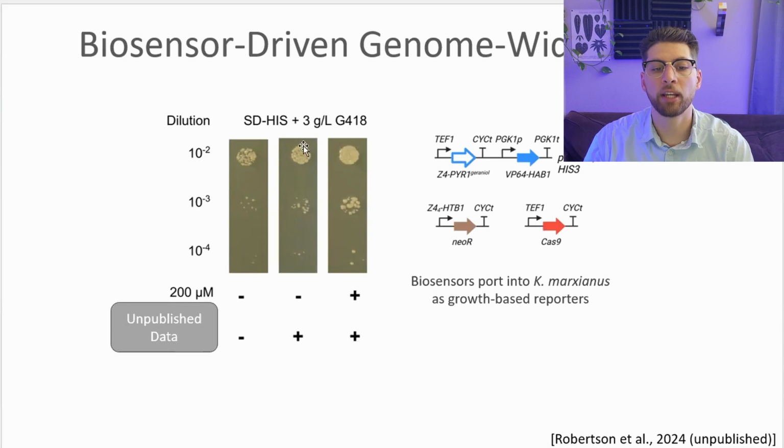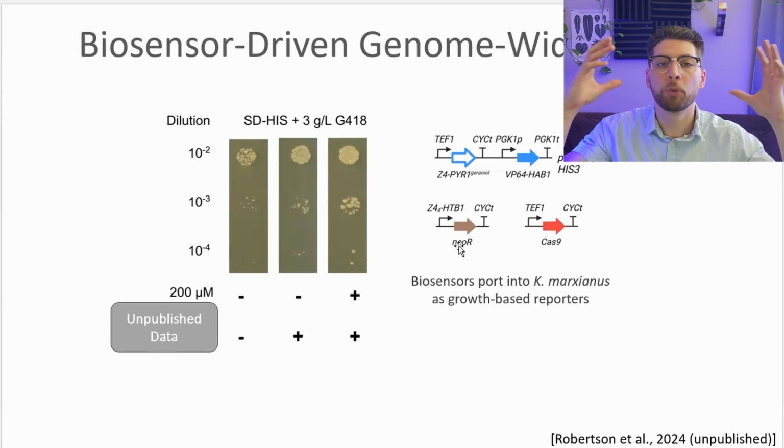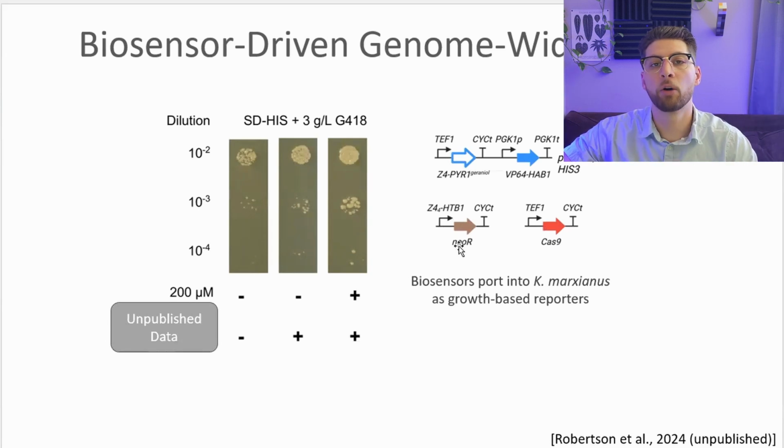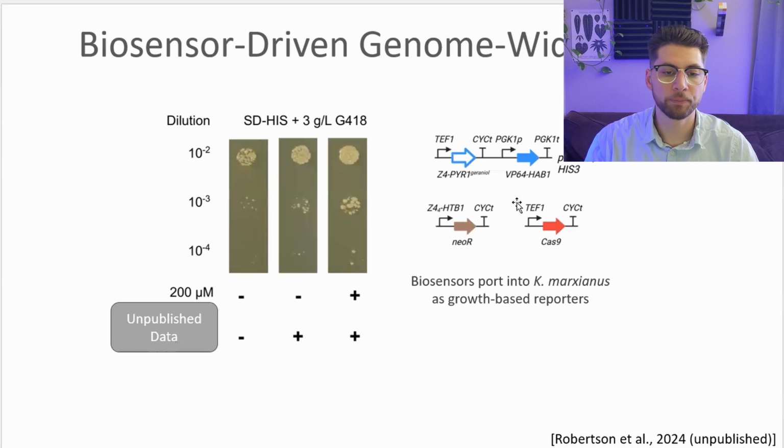This mechanism is giving antifungal resistance. So G418 is an antifungal compound, so Kluyveromyces marxianus shouldn't grow on that compound. But when we have a biosensor that drives this NEO-R reporting gene, the cell gains resistance to the antifungal compound and is able to grow. So when the terpene is present, the cell will be able to grow, basically.